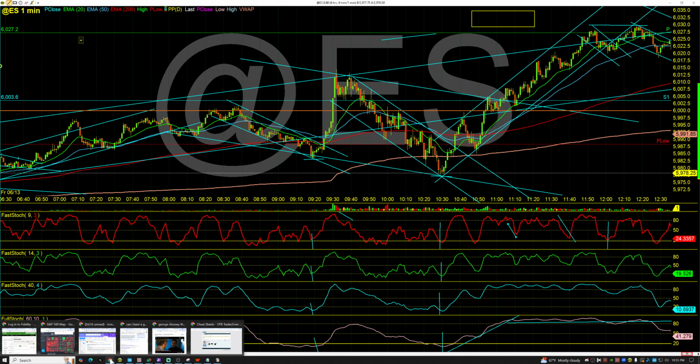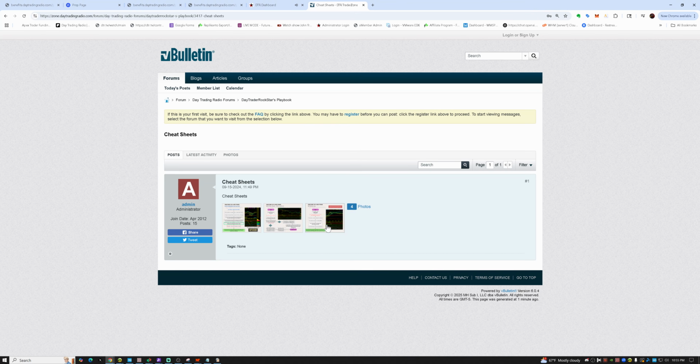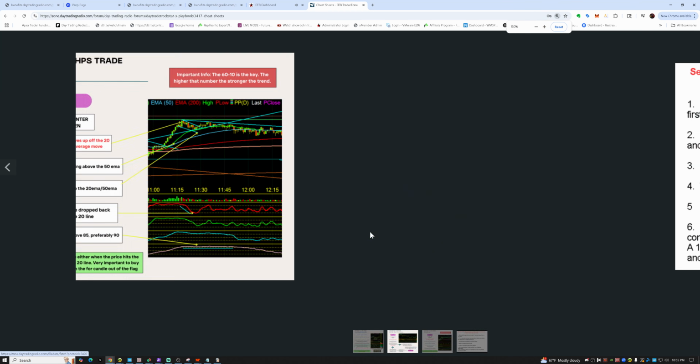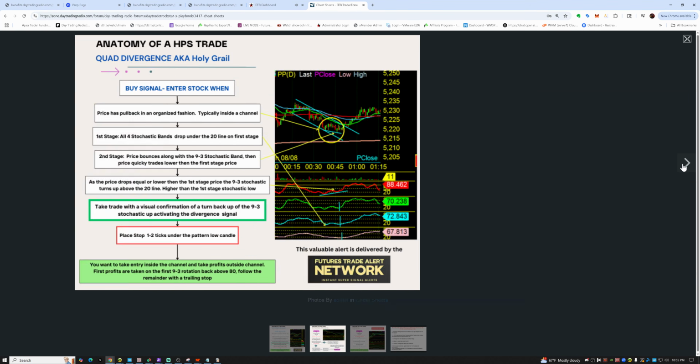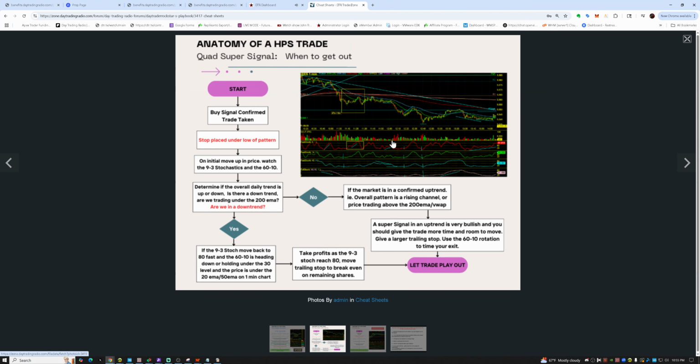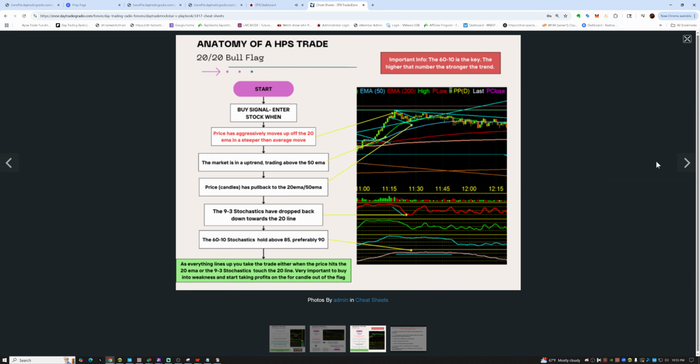Now remember earlier in the cheat sheet section, let me see if I can find that again. Here we have it. In that anatomy of the bull flag, that's the super signal. Here it is, right here. Start, buy, enter, buy signal, enter when. And again, I make this pretty easy.